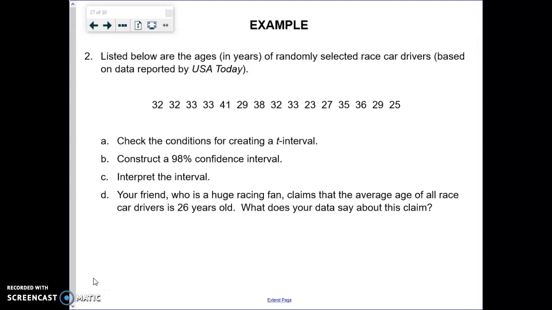All right, here's example number 2 now. This time, we've given you the original data set, not the summary statistics as in the previous example. So why don't you go ahead and pause the video and take a minute to read through this.